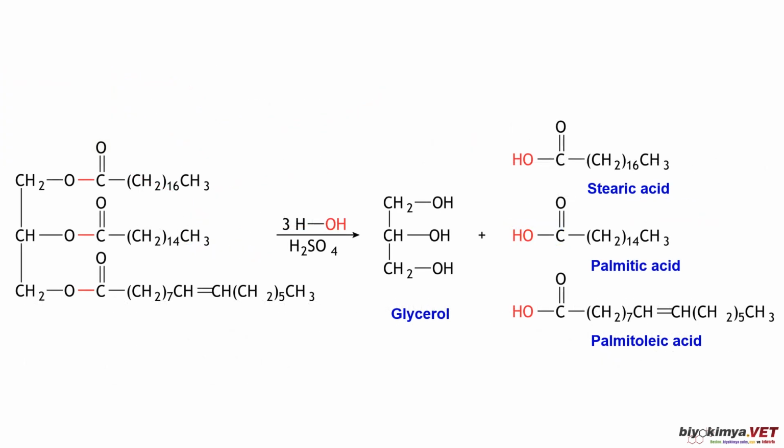If the glycerol is carrying different kinds of fatty acids, at the end we have different kinds of free fatty acids: stearic acid, palmitic acid, palmitoleic acid. And these two are saturated. This is an unsaturated fatty acid.